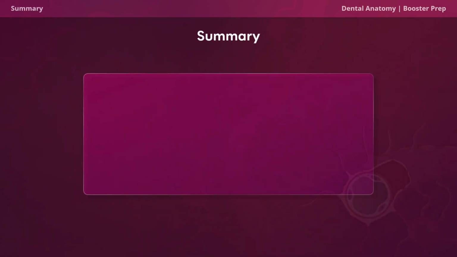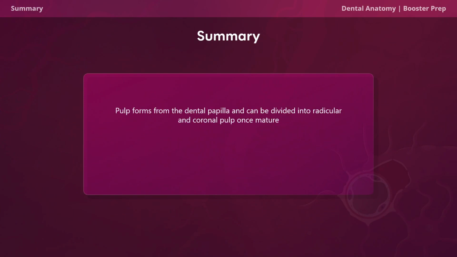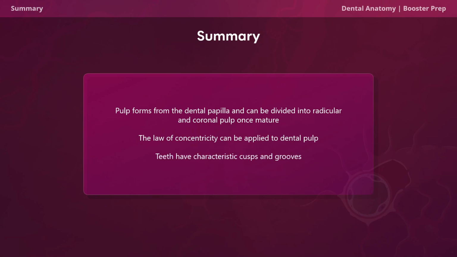Okay guys, let's do a quick recap of what we went over in this video. First, pulp forms from the dental papilla and can be divided into the radicular and coronal pulp once matured. Secondly, the law of concentricity can be applied to dental pulp. And finally, teeth have characteristic cusps and grooves, some of which are important for you to remember.